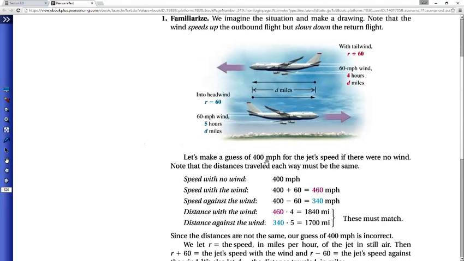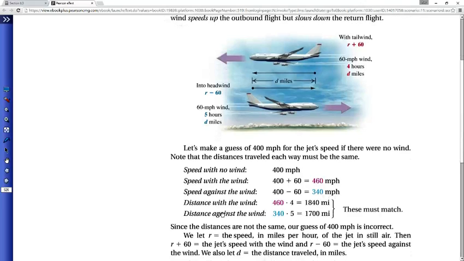Let's make a guess of 400 miles per hour for the jet speed if there's no wind. So basically we're taking some kind of example that would make sense. So the speed with no wind is 400 miles an hour. The speed with the wind would be 400 plus that 60 mile an hour wind, and you get 460 miles per hour. The speed against the wind would be 400 minus the wind speed, or 340 miles per hour.